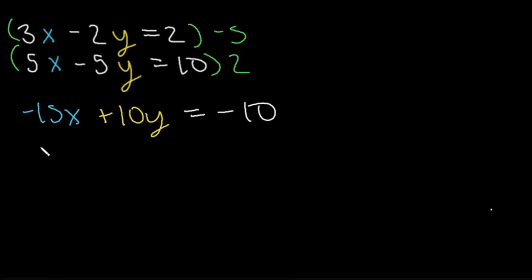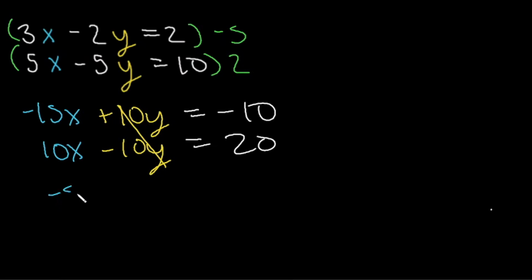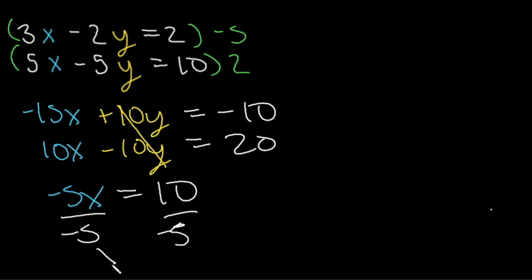2 times 5x is 10x. 2 times negative 5y would be negative 10y. And 2 times 10 would be equal to 20. So now if we add these, our y's will eliminate. And 10 minus 15x is going to be negative 5x. That will be equal to 20 minus 10, which is 10. If we divide both sides by negative 5, x is equal to negative 2.